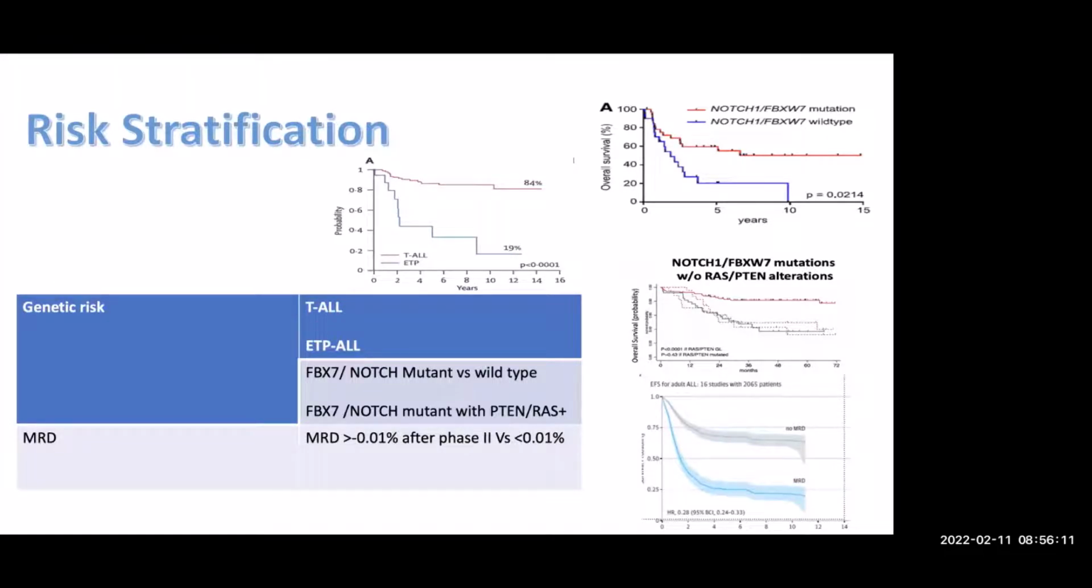Another risk stratifier is response to therapy. The patients who had persistent MRD after phase 2 of induction have inferior outcomes compared with MRD of less than 0.01% at the end of phase 2. So we classify this T-ALL as per genetics and based on response to therapy.